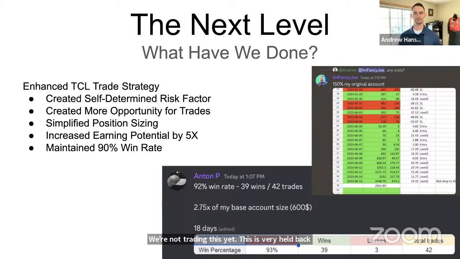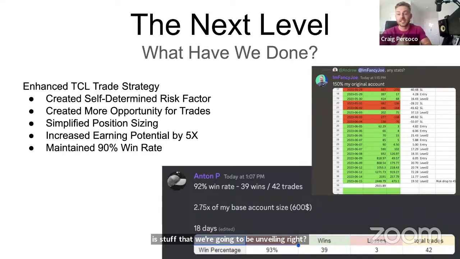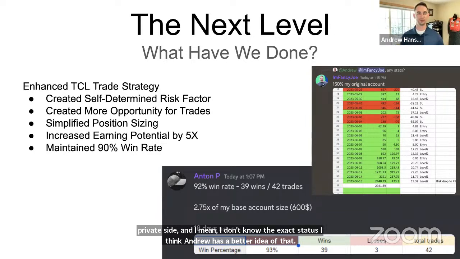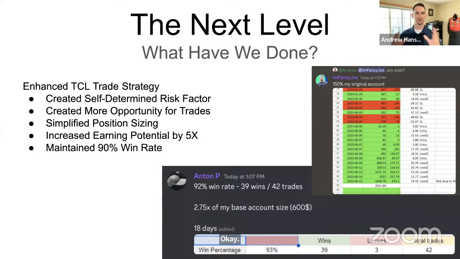But we take pride in making sure it's really locked in as far as the practicality and the implementation on the market side. Theory is one thing, execution is a different thing. We have been trading this with some of the close people on the private side. I don't know the exact stats, I think Andrew has a better idea of that. But the story behind it is, Craig's mastermind was, hey, the strategy is already awesome, but this is what we need it to be even better. So I went to work, got it done, and then went into testing, back testing, bar replay. And I personally won 35 out of 37 trades and had ridiculous growth in my account.